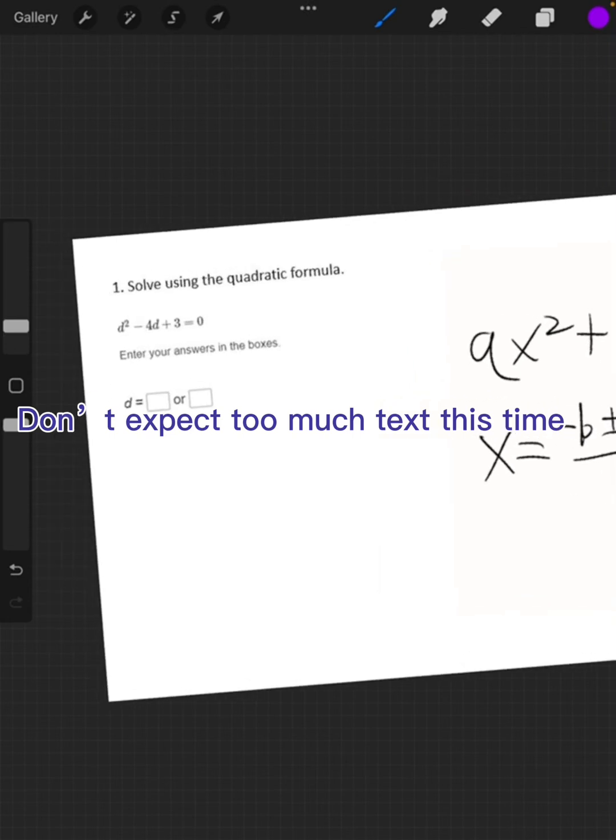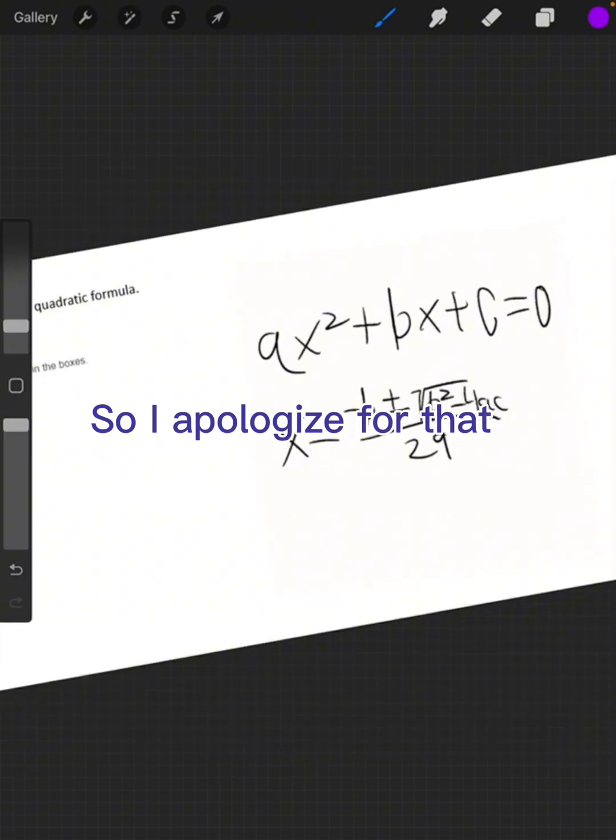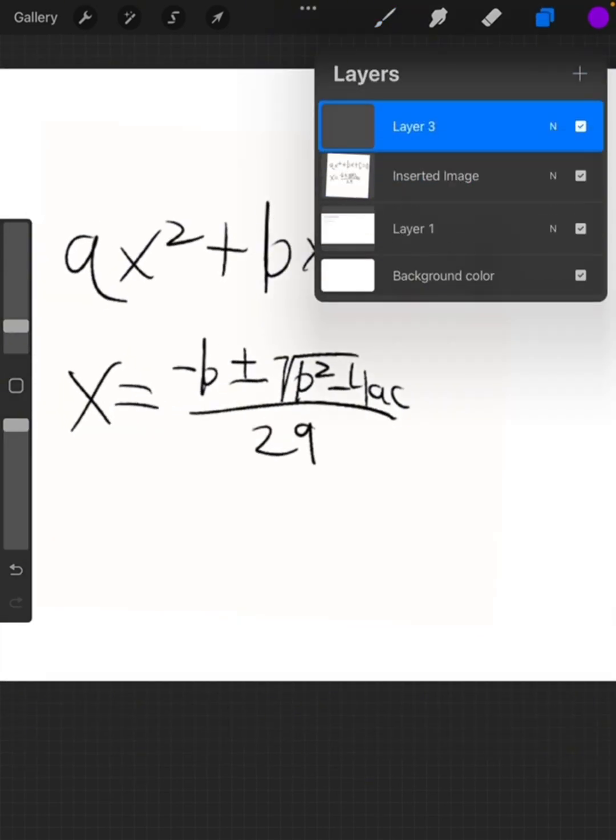Hey guys, we're back at it again with more math. This time back in Procreate because I needed to add this little picture in.